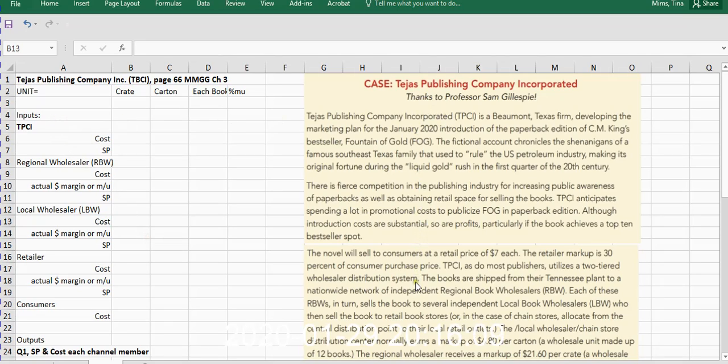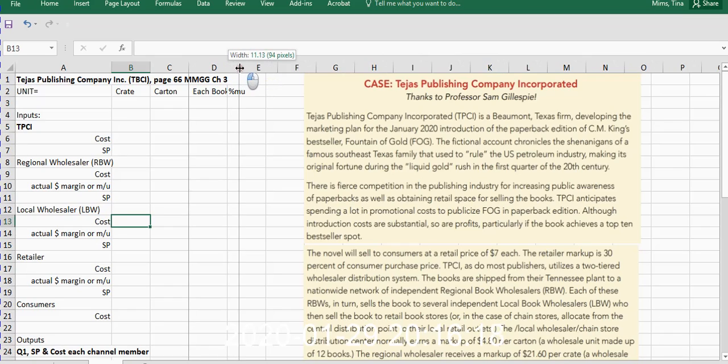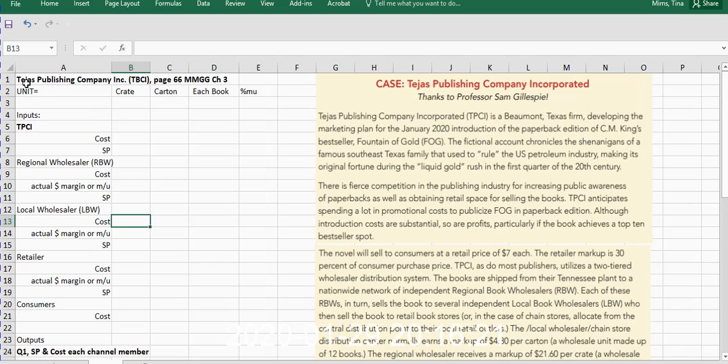Okay, everyone, now that you've read through the case and become familiar with it, I would like for you all to take a moment and let's look at how I have my spreadsheet set up. In row 1, cell A, I've typed in the case name, page number. In row 2, I've got the unit number, equal. In other words, for this column B, we will track what's happening to a crate.